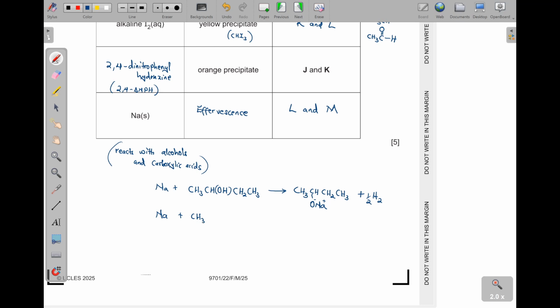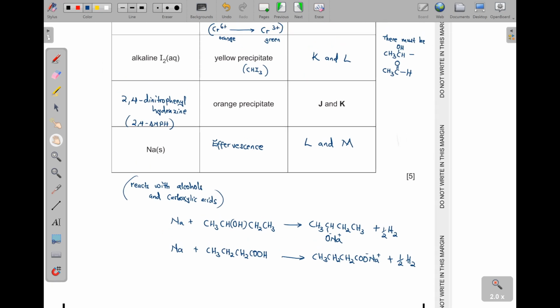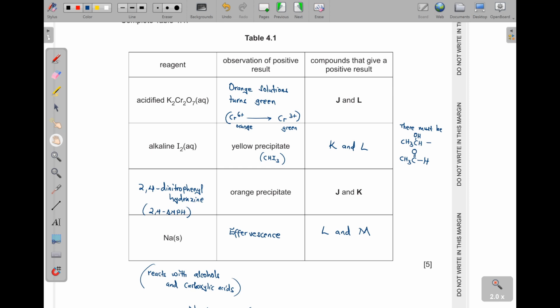The same applies to carboxylic acids. We have CH3, CH2, CH2. Remember, it is butanoic acid. Then we shall get CH3, CH2, CH2, then COONa. You can put a minus here and a plus, but it's optional. Then plus also a gas, which doesn't react with anything else. So that is what we have, effervescence. You don't need to confirm to us that it is a colorless gas that gives a pop sound, because that is hydrogen. Just effervescence, that's all.